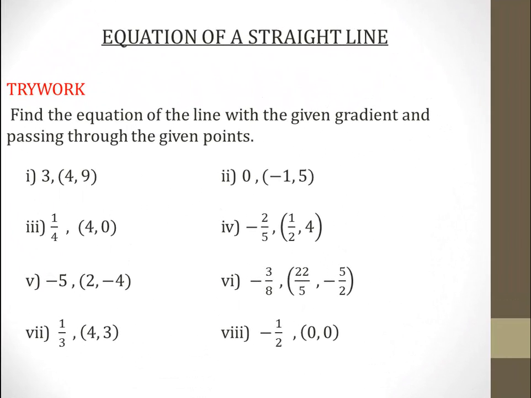So I have a try work for you to do. Find the equation of the line with the given gradient and passing through the given point. So I have gradient followed by the point. So the gradient, comma, the point.